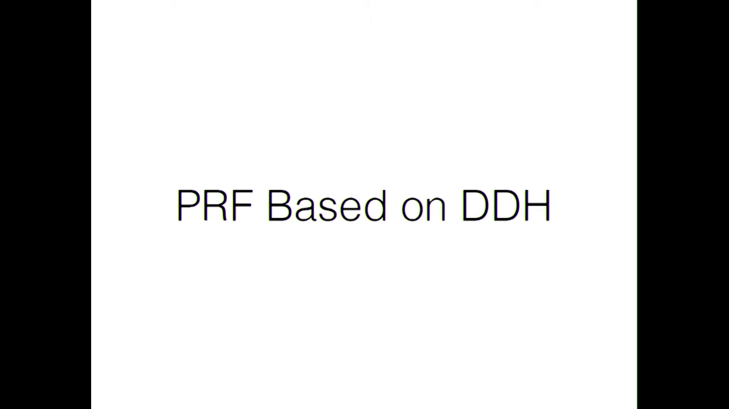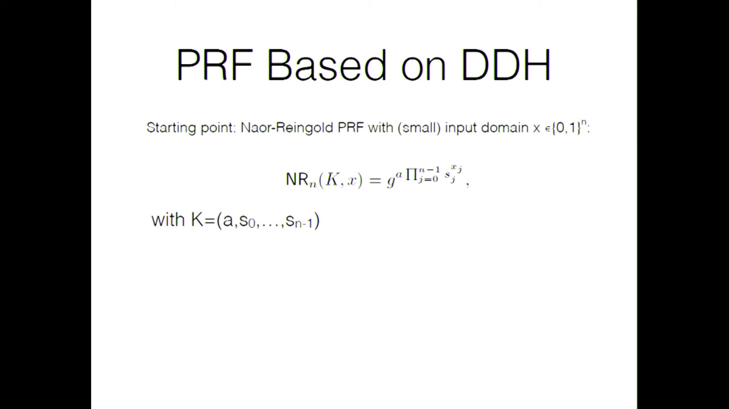So let's take a look at it. I'll just explain the construction based on DDH, and given this construction, you can easily derive the construction from LPN, but it's also written in the paper. So our starting point is the very beautiful Naor-Reingold PRF. And since the security reduction depends on the input space, which means if you have a large input space, you have a larger security loss, we're using this building block on a small domain. So how does Naor-Reingold work?